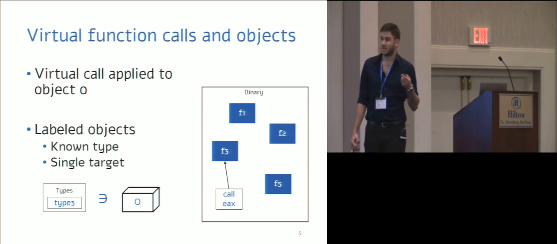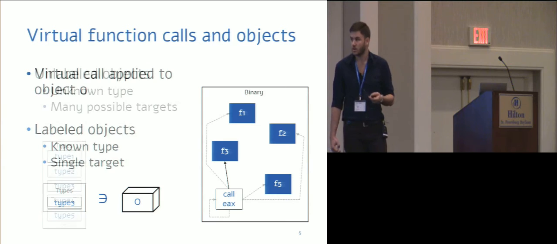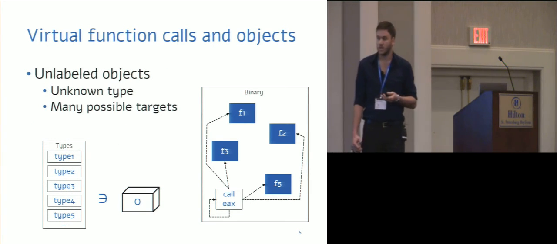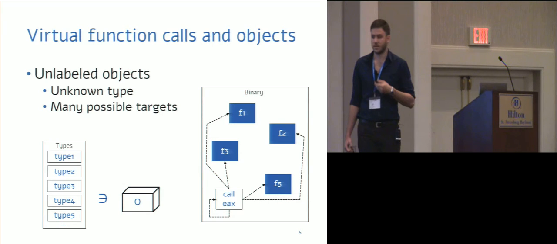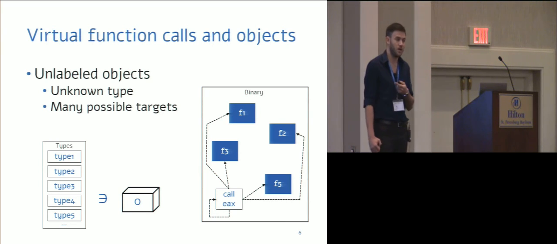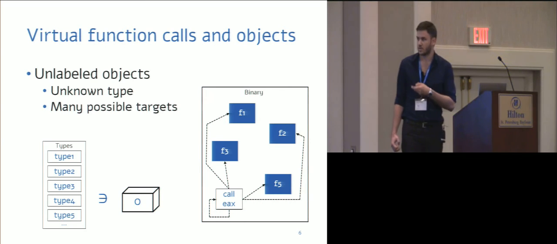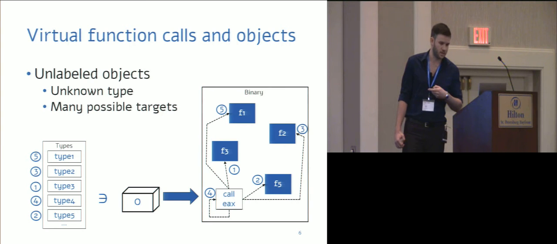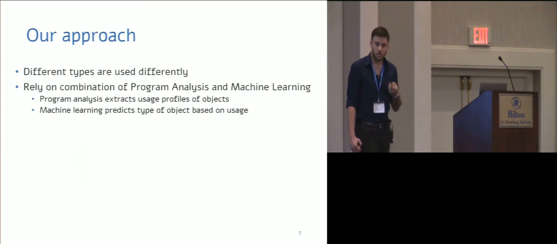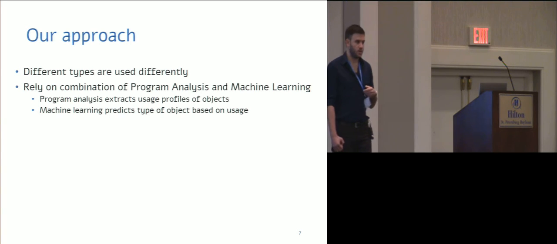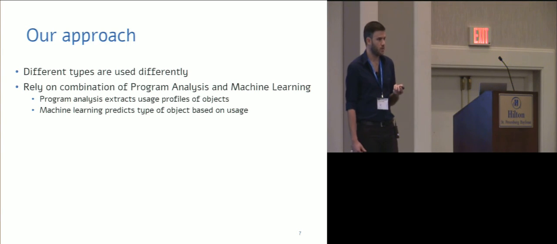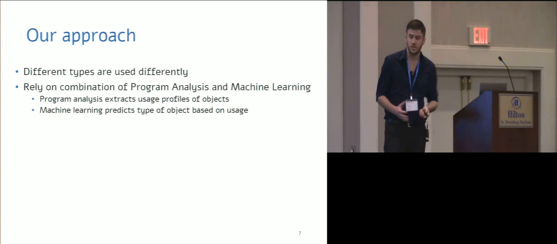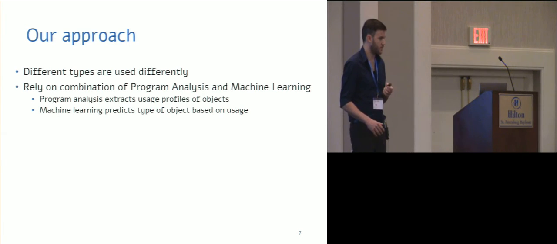But in many other cases, that's not the case, and we're not so lucky. And the object can be of one of many possible types. And in that case, as I showed you before, there are many possible targets. And for these cases, which we're going to focus on, we're going to rank the types and deduce from that the ranking of targets. So we base our approach for doing this on the observation that different types are usually used differently. And we can use these different usages to distinguish between the types.